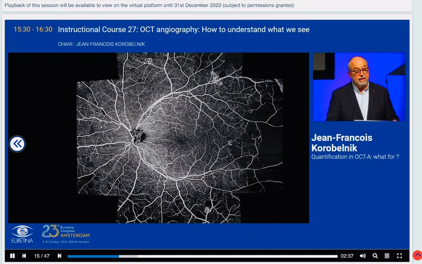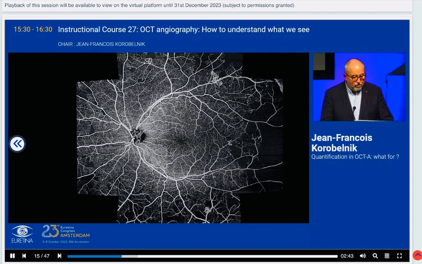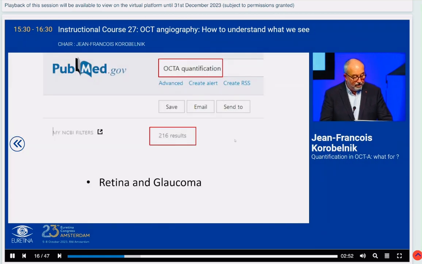And wide field takes time. It's time consuming. It's not easy. You need a good fixation, a patient that is going to be cooperating. But if you go wide field, you will have plenty of information about the perfusion, pre-retinal new vessels, pre-papillary new vessels. But what about quantification?